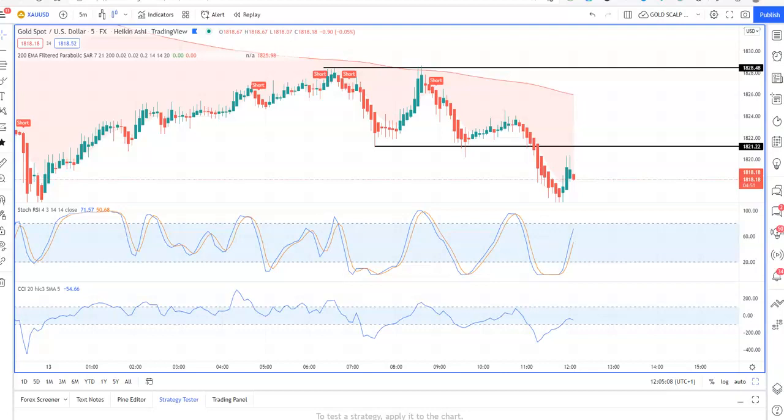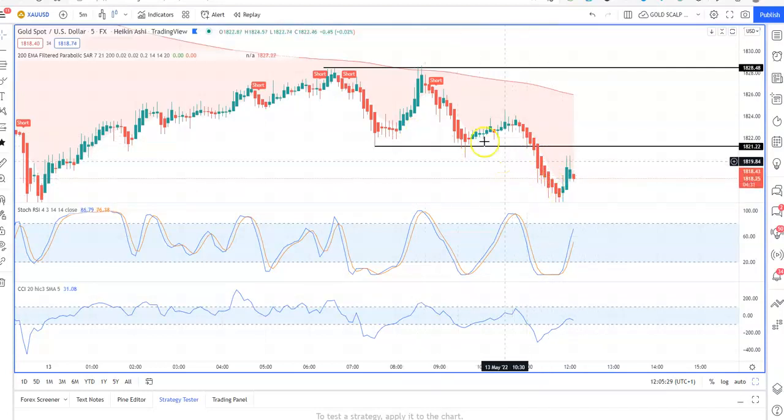But the important thing in this video I want to emphasize is the resistance and support areas which act as potential trades. So what do I mean by that? So we know that it's 12 o'clock in the afternoon, so we know that volumes are low, and there's probably some news coming out. I'll have a check in a minute.